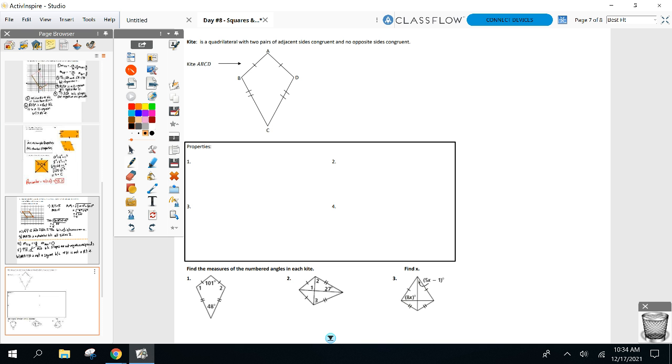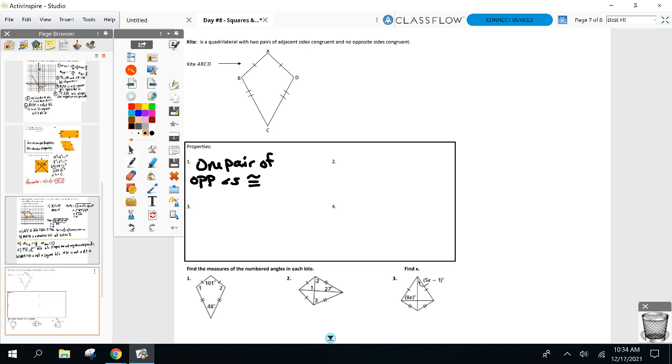Does it have any opposite sides that are congruent? Any opposite sides? No, the congruent sides are always adjacent to each other. All right, you ready for the properties? All right, let's do this. In a kite, one pair, not both, one pair of opposite angles congruent.